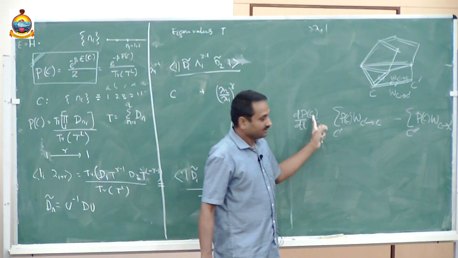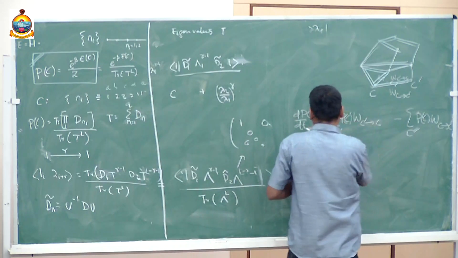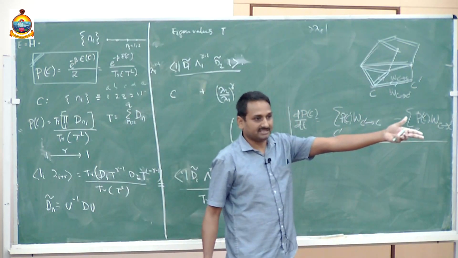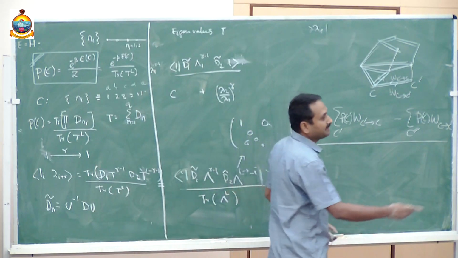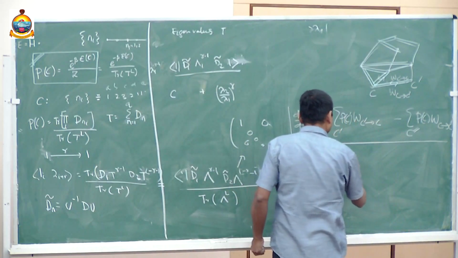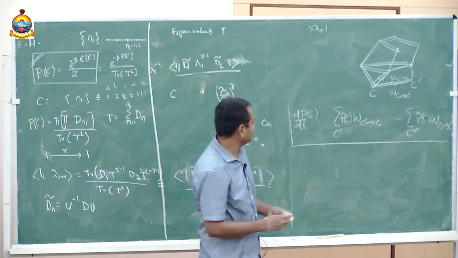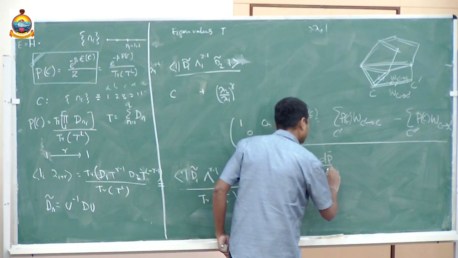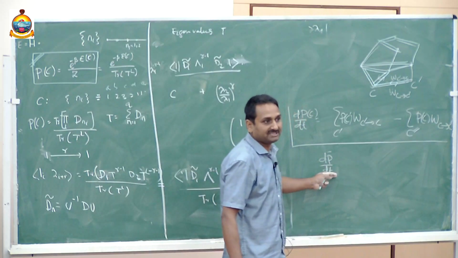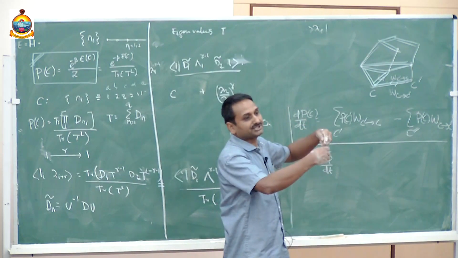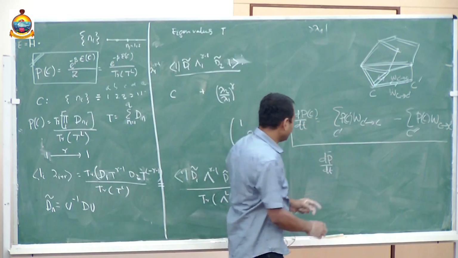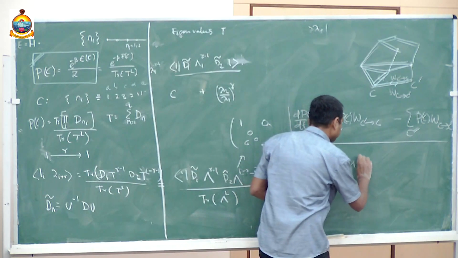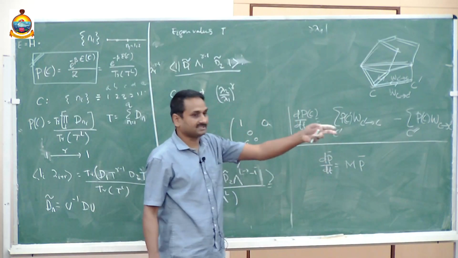This equation can be written in matrix form, and the matrix elements are given there. So the whole set of equations can be written as dP by dt. This is the configuration probability of the system being in one configuration C, and this P is the full vector. So dP by dt equals M P, where M is this matrix.